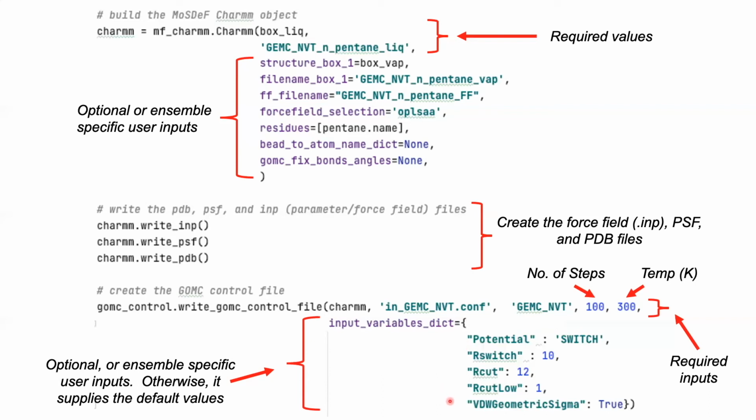Lastly, for the OPLS AA force field, we use a geometric mixing rule or geometric sigma. So we want to set that to true. It's standardly set to false, which means you use just a normal average sigma, not a geometric sigma, or the LB mixing rules.